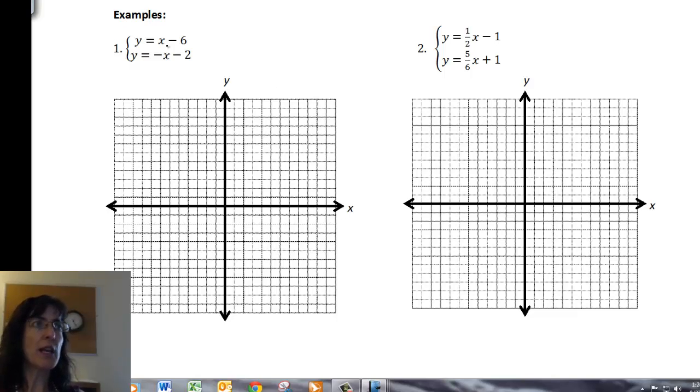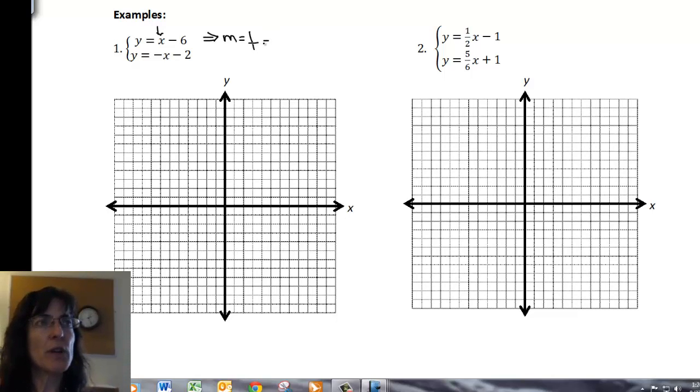This first one, y equals x minus 6. I want to think about my slope. Remember, that's the coefficient of the x, and if nothing's there, there's an implied 1. So my slope is 1. I can think of it as 1 over 1, and I can also multiply by negative 1 over itself and think of it as negative 1 over negative 1. And then my b, which is part of my y-intercept, is a negative 6. That means (0, -6) is my y-intercept.